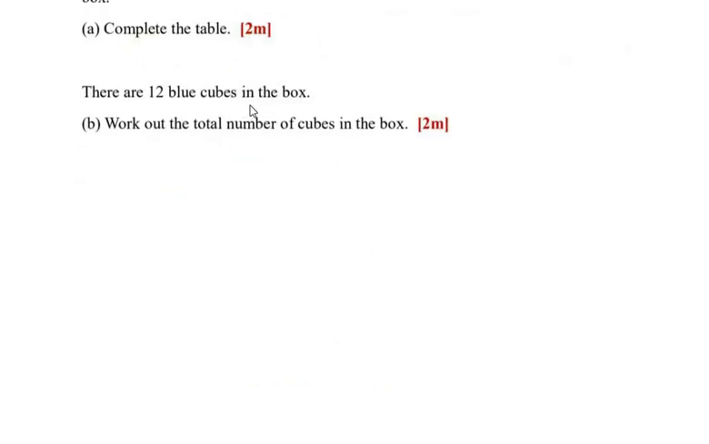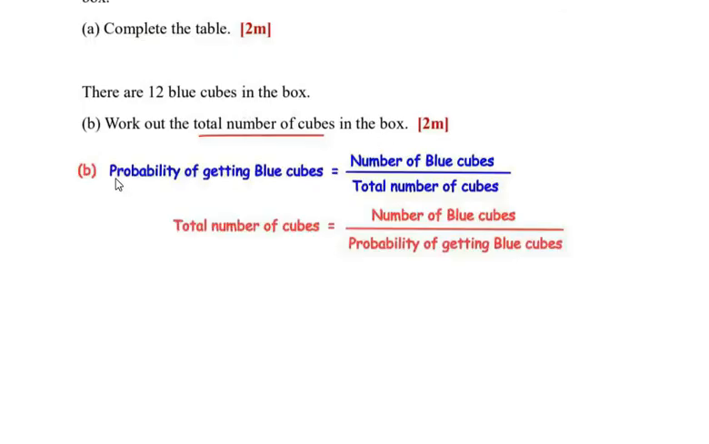There are 12 blue cubes in the box. Work out the total number of cubes in the box. Now keep in mind this formula: the probability of getting blue cubes is equal to the number of blue cubes divided by the total number of cubes. So you can use this formula for any kind of question.